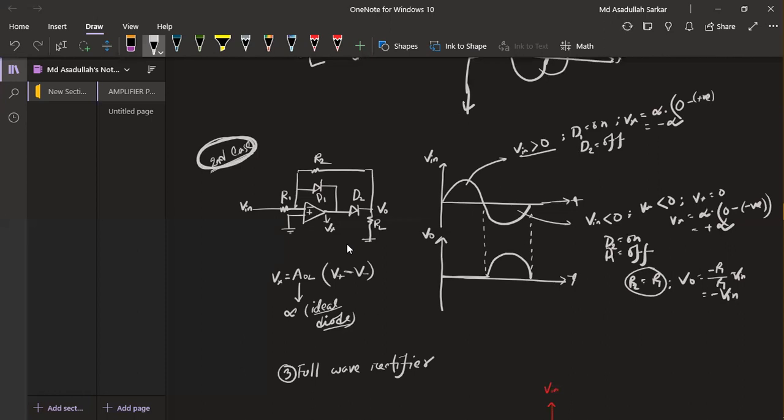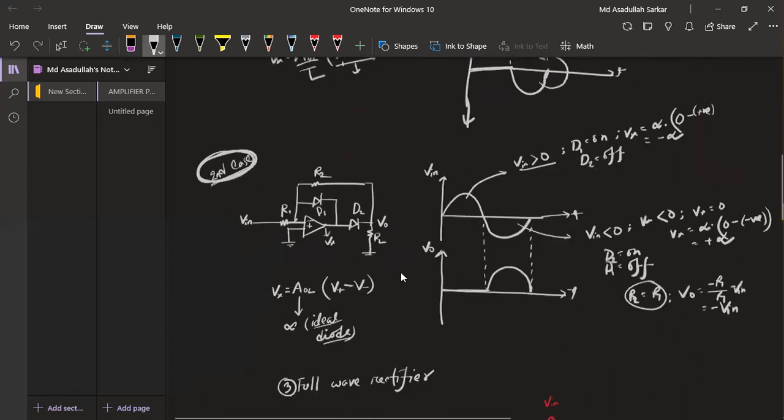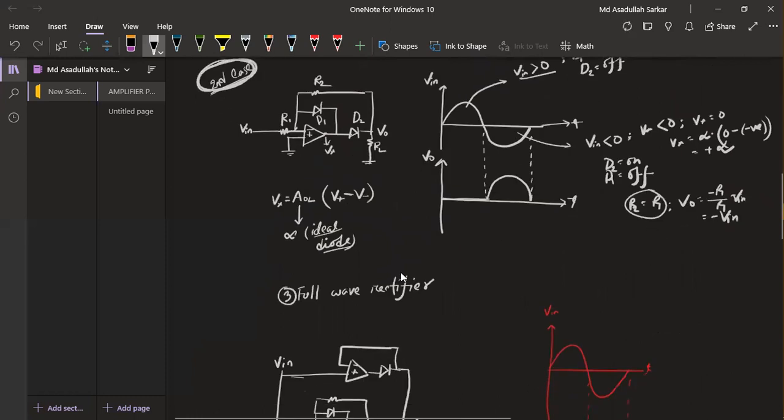So this was our inverting precision rectifier using an op-amp. There are two cases. In the first case, our output comes in the negative portion, and in the second case, our output voltage becomes positive though the input is negative. So that is our inverting precision rectifier circuit.